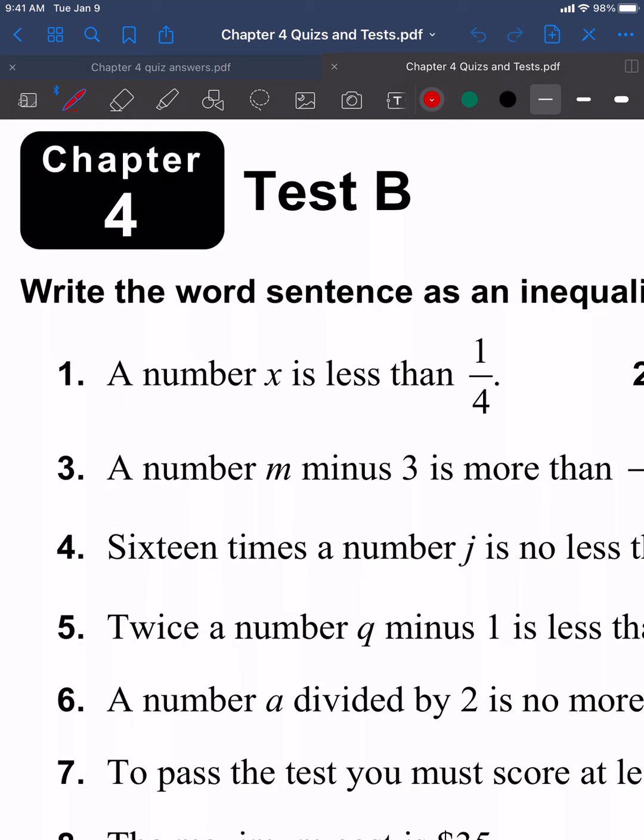All right. A number x is less than 1/4. Now that one, is it pretty self-explanatory? They didn't try to trick us at all with that one, did they? How would I write this? Not minus. It's an inequality. An inequality is greater than, less than, less than or equal to, greater than or equal to. Is it less than? Yeah. 1/4? That's it.